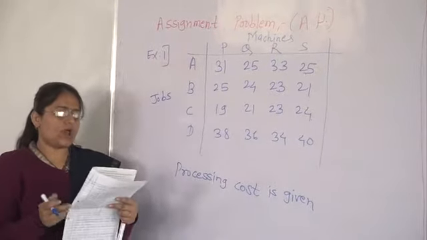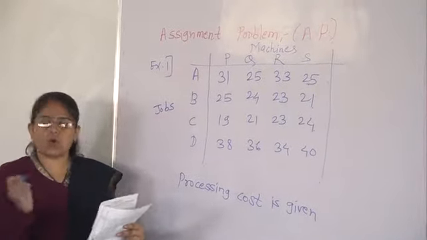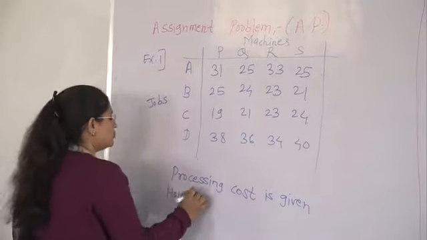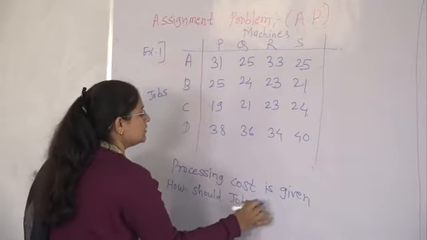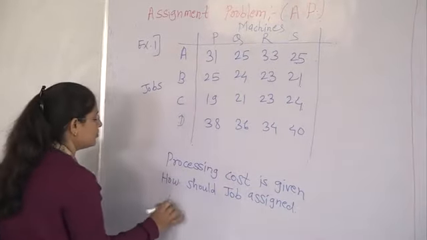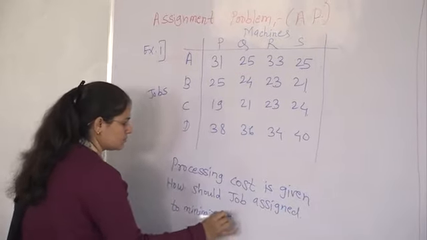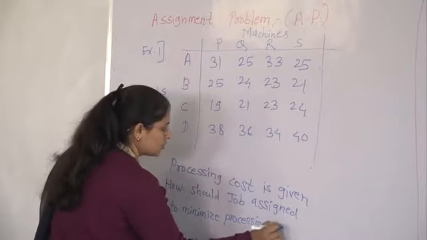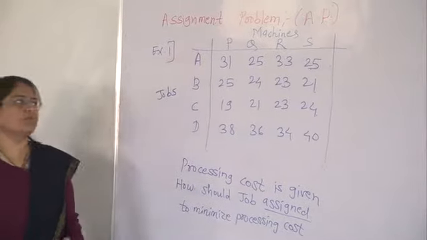So what do you have to find? How should the jobs be assigned to minimize the processing cost? That is your question. You have to find out how the jobs should be assigned to minimize the processing cost. Since there is the word assign, it means it is an assignment problem.